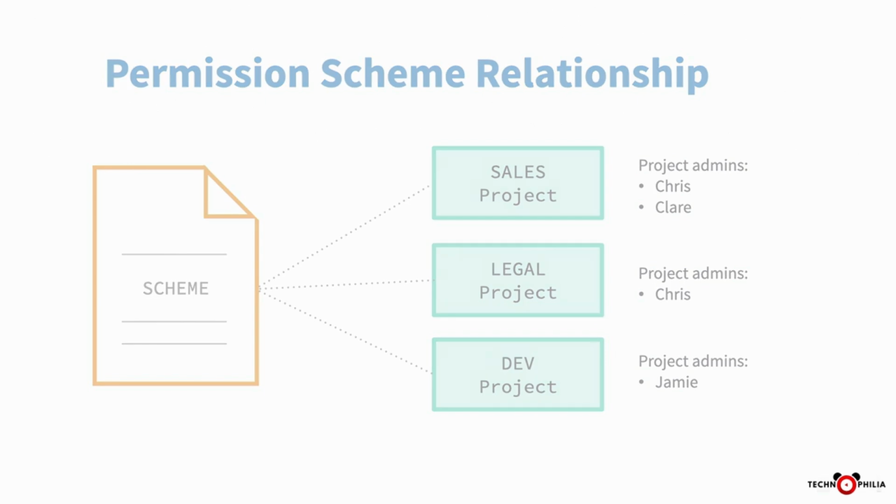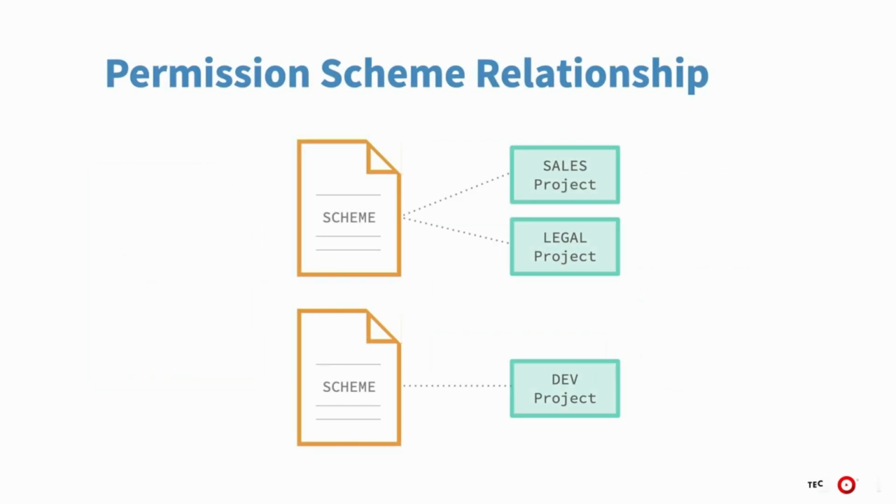If you have software projects, you'll see another scheme named Default Software Scheme. Atlassian assumes your dev teams need different abilities than your business teams. If this is true, keep the software scheme, and if not, just remove it. In this example, the sales and legal projects use one scheme and the dev project uses another. So let's say you want to restrict issue deletion in the sales and legal projects, but allow it in the dev project. This is accomplished by using two different schemes.